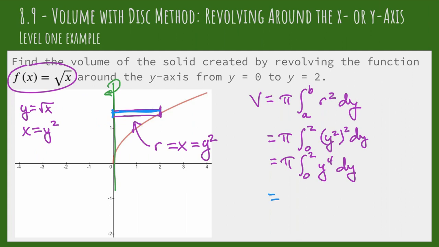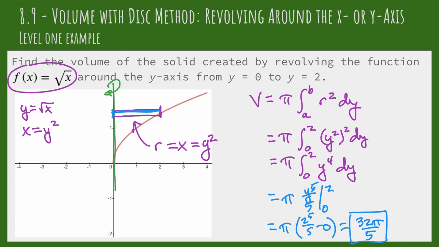So now evaluating this definite integral, pi stays out there. We're going to have y to the 5th over 5 evaluated from 0 to 2, which is going to be pi times 2 to the 5th over 5 minus 0. So it's going to be 32 pi over 5 will be the volume of that solid.